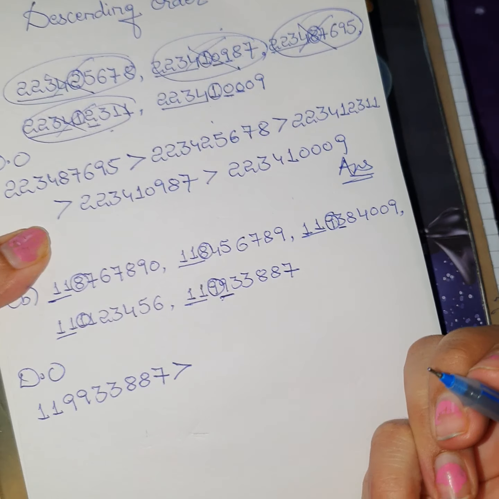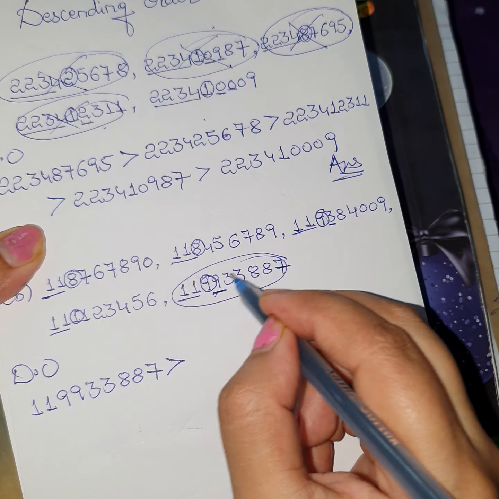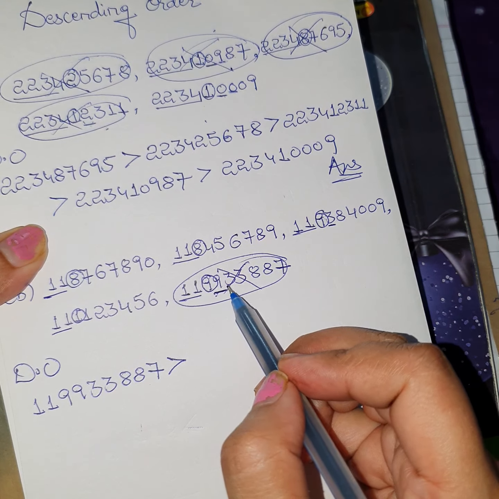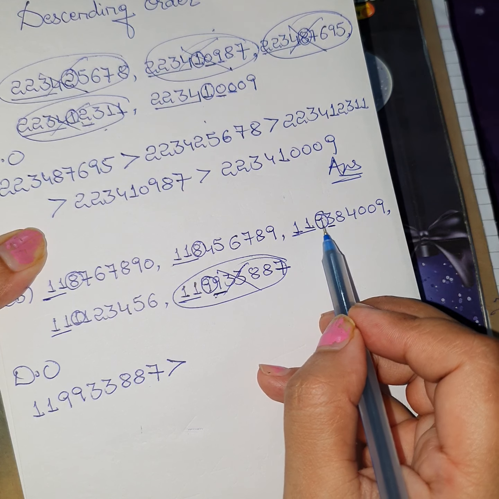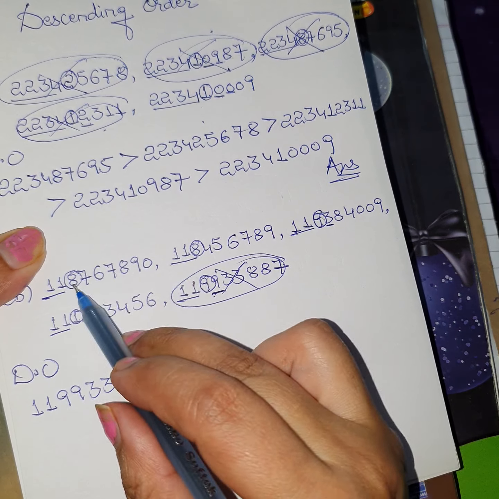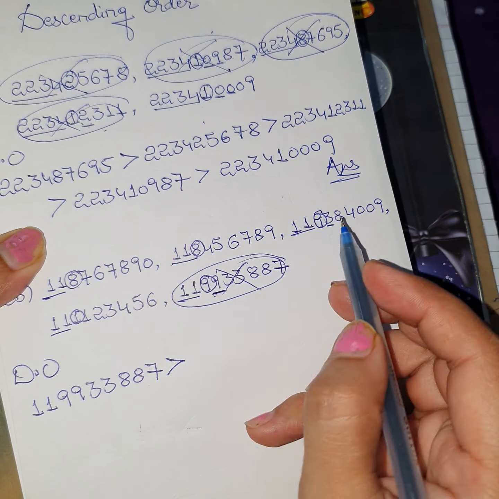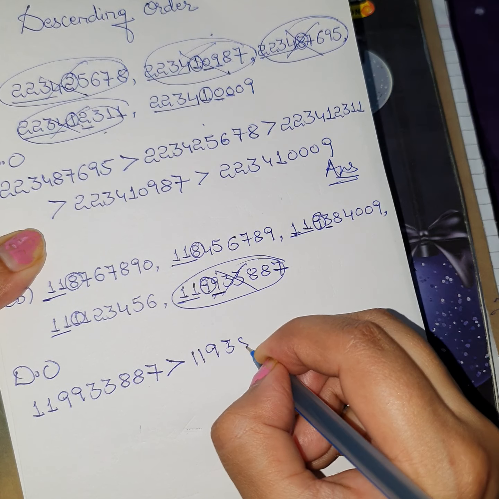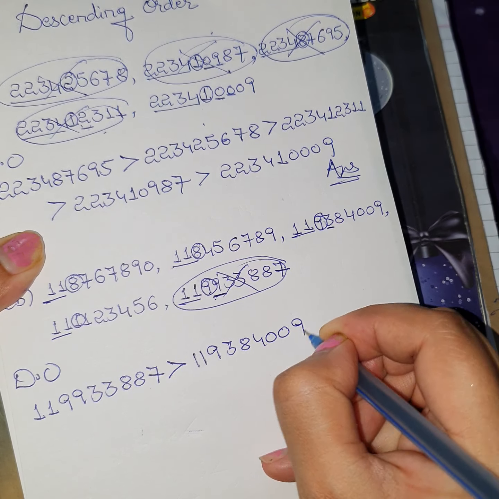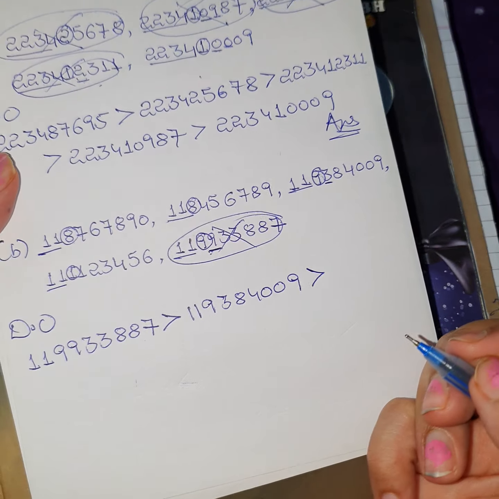Put the sign of greater than. Then this number is out of the series. Obviously if this is out, then the second greatest will be this number because its third digit is 9 and the remaining third digit is 8, 8 and 1. So this will be your second number, 1,1,9,3,8,4,0,0,9. Put the sign of greater than again.